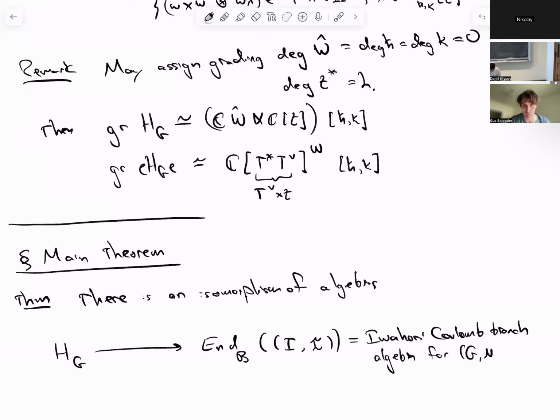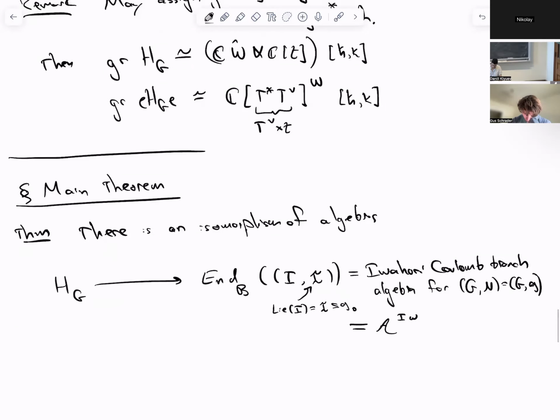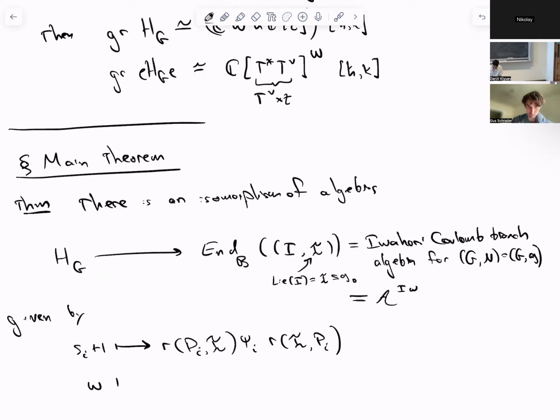For the pair G comma N being G comma adjoint, I'm going to denote this Iwahori Coulomb branch by calligraphic A superscript IW. And here the lattice we take is the Lie algebra of the Iwahori. And this isomorphism is actually explicit, determined by generators. It's given by s_{i+1} maps to R of pi_i, psi_i, R of i, pi. And then W goes to the graph.